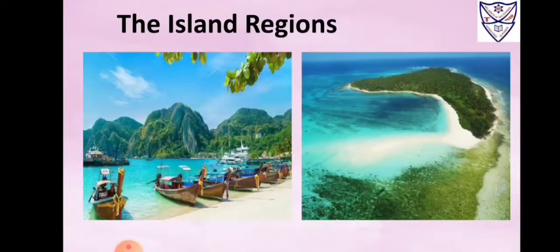The Island regions. Apart from the mainland, India also has 2 island groups. On the eastern side lies a group of islands in the Bay of Bengal called the Andaman and Nicobar Islands. Another group of islands found on the western side in the Arabian Sea is called the Lakshadweep Islands.